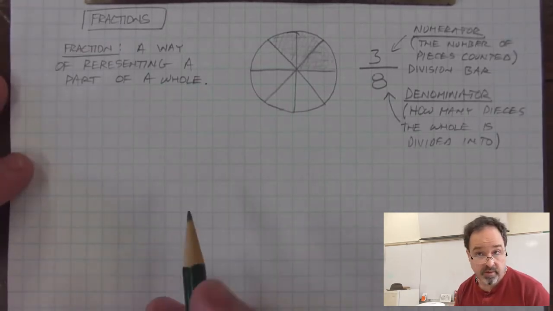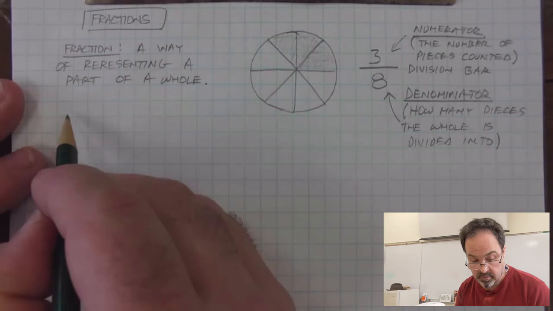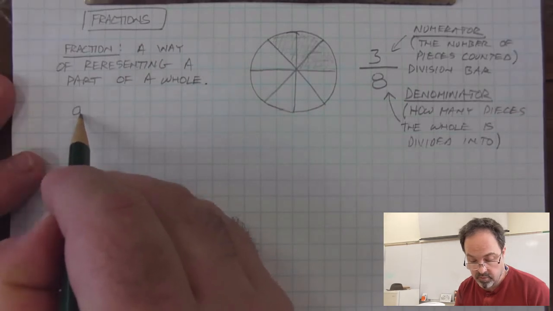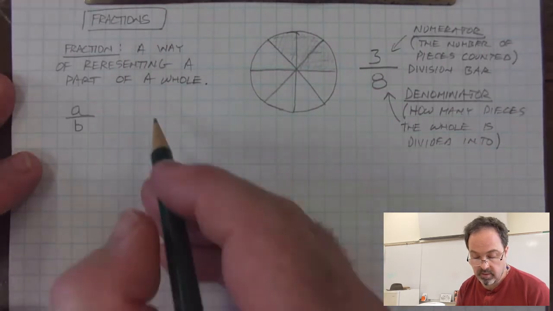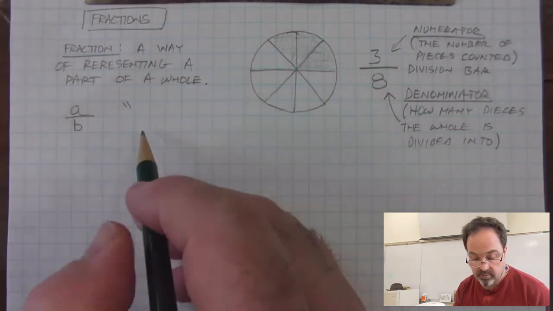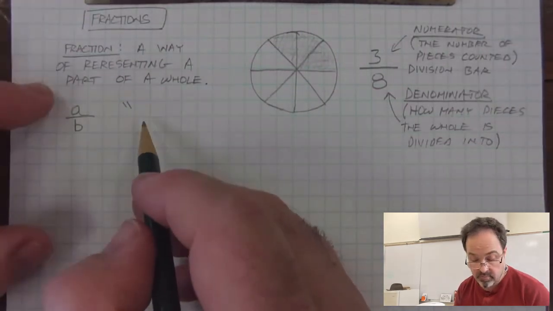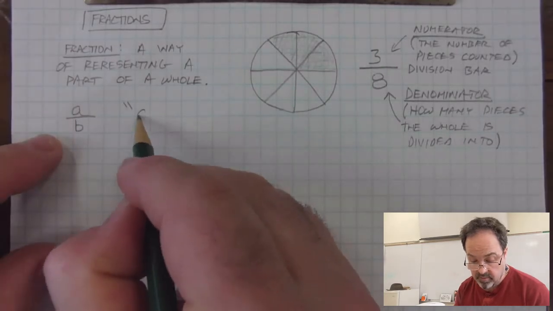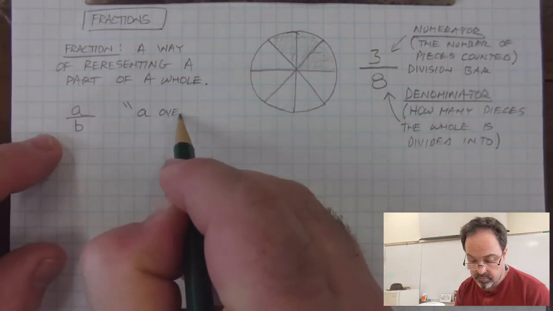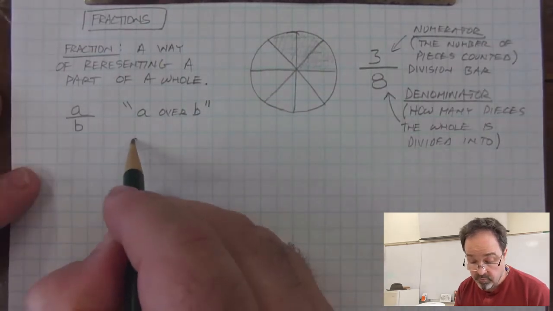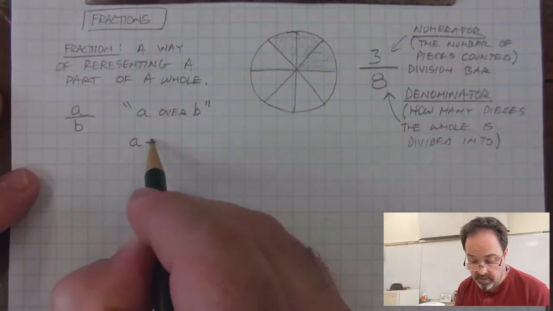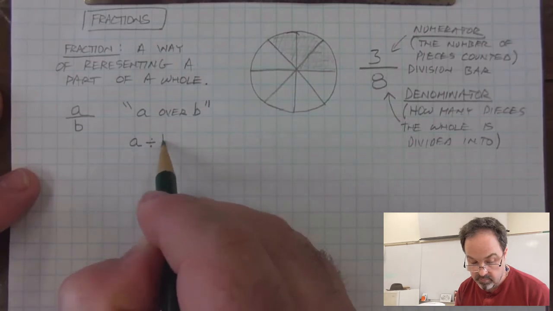Fractions can be represented in a few different ways. With a fraction bar, in general, like a divided by b. We usually say or voice a fraction like this as a over b. And we can use the division symbol as well to mean the same thing, a divided by b.